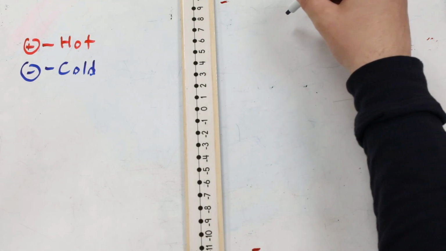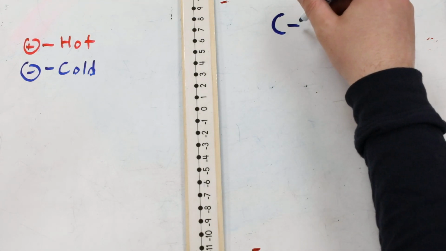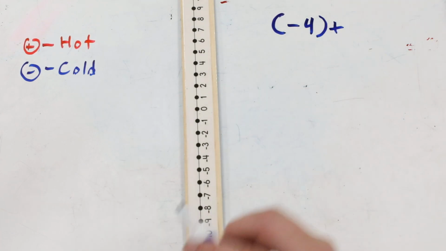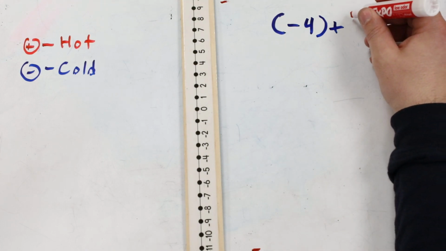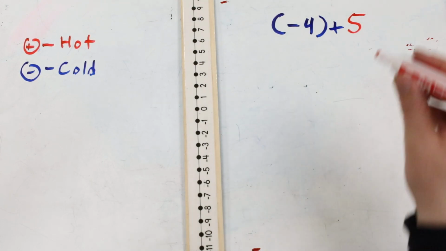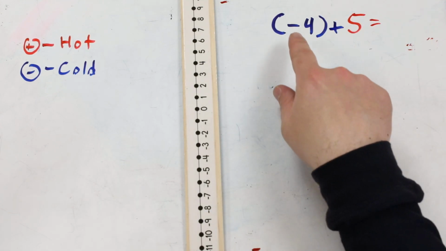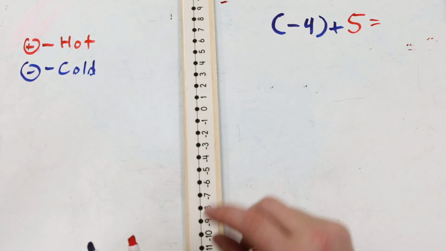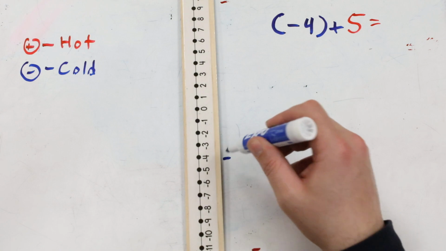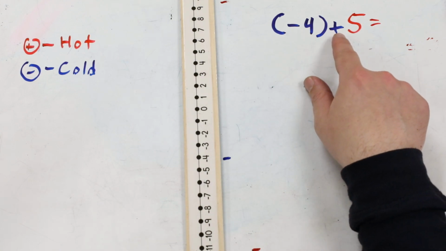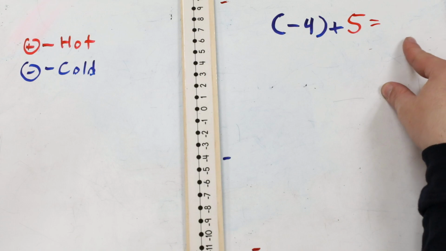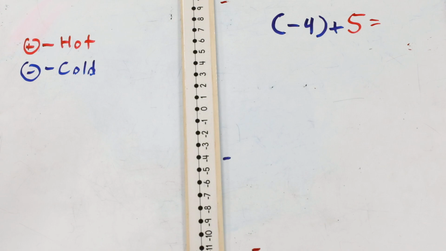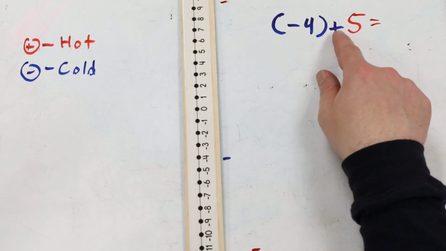So I could start off with -4. Okay, and I'm going to add in 5 positives. So I'm going to have -4, so I'm going to use my number line. I'm going to put a little tick on -4. And I'm adding in 5 positives. And another way you can think about it is adding in 5 heats. So what is going to happen to our temperature if we're adding in 5 heats?